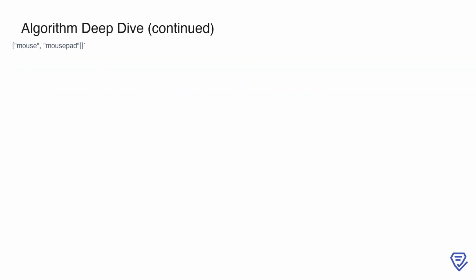For the next prefix, mo, the matches remain mobile, moneypot, and monitor, so they are added again. For mou, the matches are now mouse and mousepad, and these are added to the results. The same matches, mouse and mousepad, are also added for the prefixes mous and mouse. Therefore, the final output is mobile, moneypot, monitor, mobile, moneypot, monitor, mouse, mousepad, mouse, mousepad, mouse, mousepad.